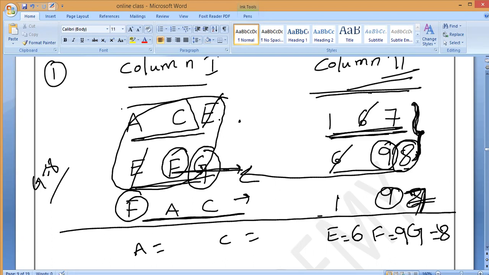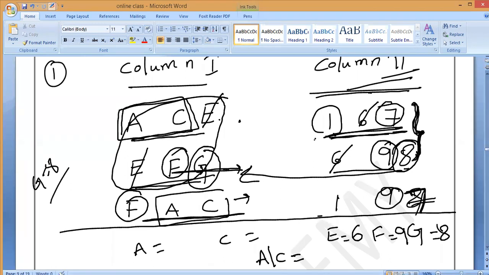Next one. See, first row, A and C are there. And third row, A and C. A is 1 or A is 7. We cannot say, so we can write the code for A as either 1 or 7. For C also the same thing, either 1 or 7. Do you understand?